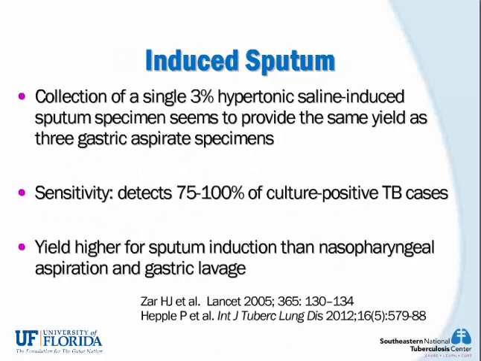Induced sputum, the induction of sputum, is through the use of 3% hypertonic saline. A single sample can have the same yield as the 3 gastric aspirates. Sensitivity is high. It can detect 75 to 100% of culture-positive TB cases. In addition, the yield is not only higher than gastric aspirate, but also higher than nasopharyngeal aspirates.